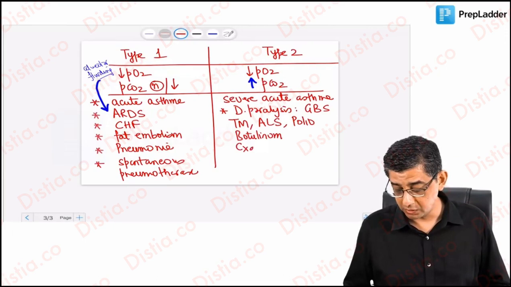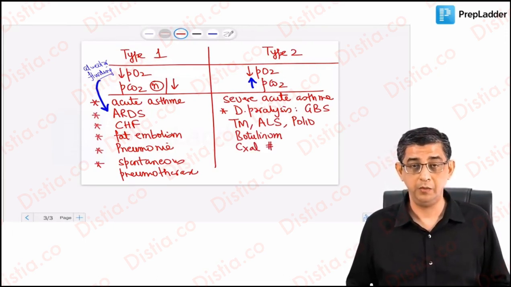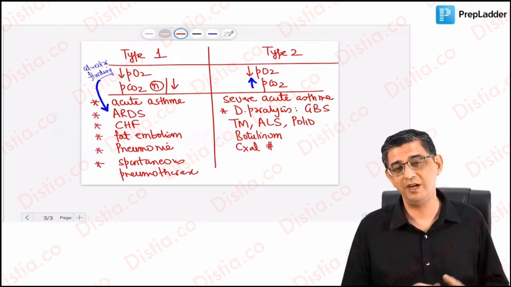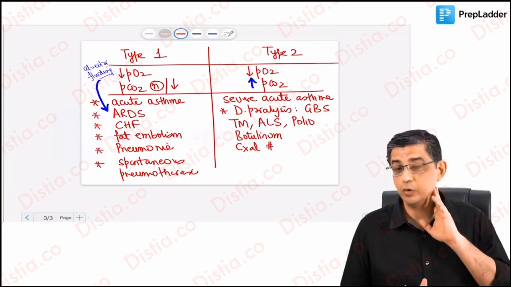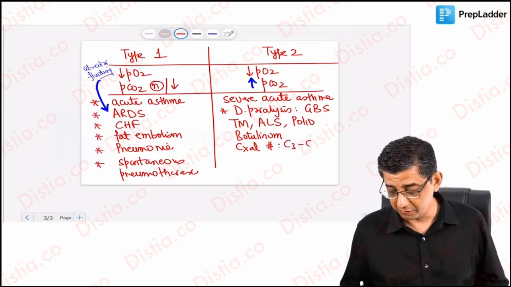Then I'm describing the case of the guy who used to play Superman, Christopher Reeve, right? Superman was actually riding a horse. After he retired from movies, he was riding a horse and he fell from the horse and he broke his neck at C3, C5, and diaphragmatic muscle paralysis will definitely come in.